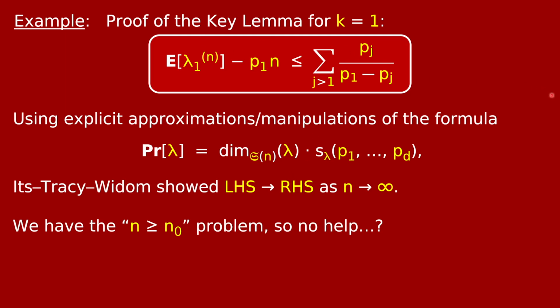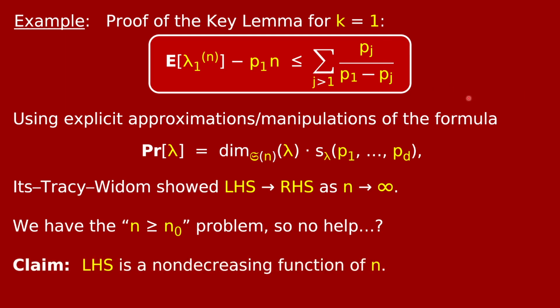But actually, by kind of a funny twist, it helps a great deal, once you know one more combinatorial fact. And that combinatorial fact is the following claim. I claim that this left-hand side here, the expected top heaviness of the first row vis-a-vis what it would be in the histogram, is a non-decreasing function of n. So it's an increasing function of n.